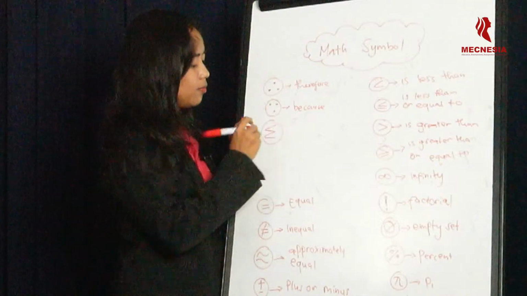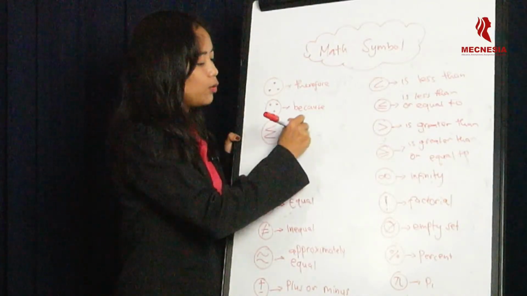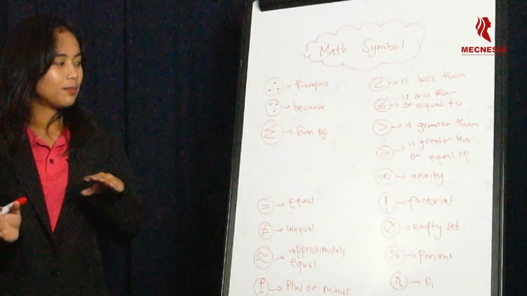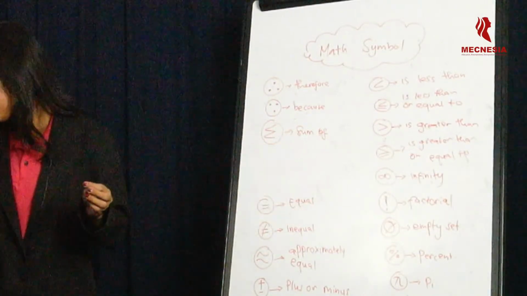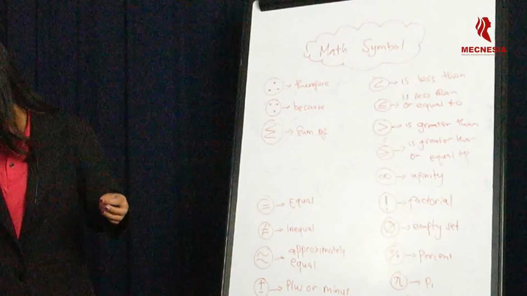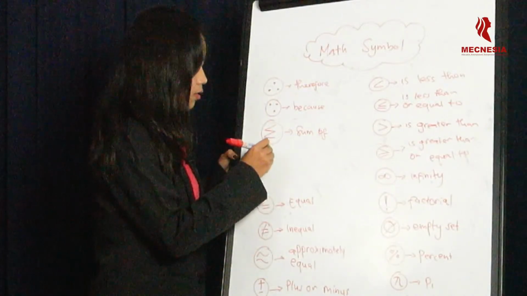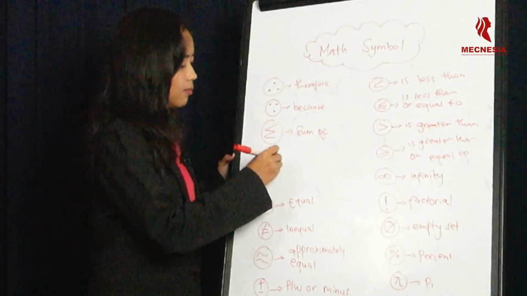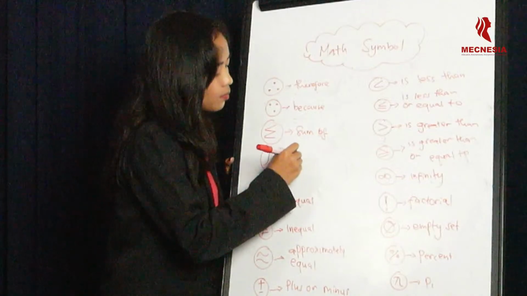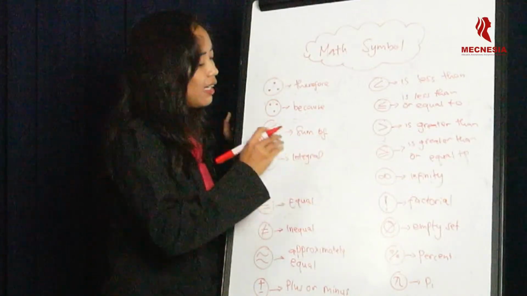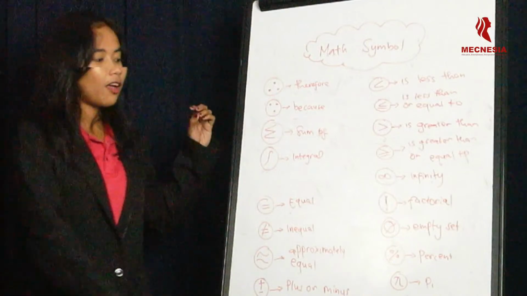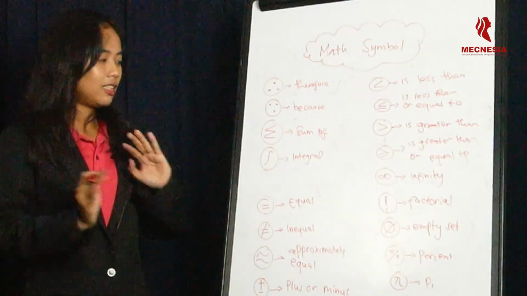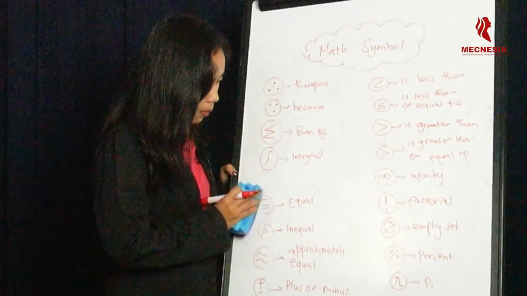The next symbol is this symbol. This one is sum of. Sum of. Total. Next one we have this one. This one is integral. Integral. Jadi dia sama kayak factorial tadi. In Indonesian and English is the same, sama, integral.